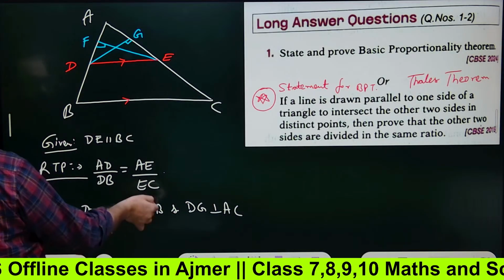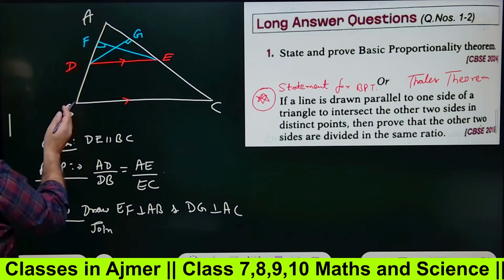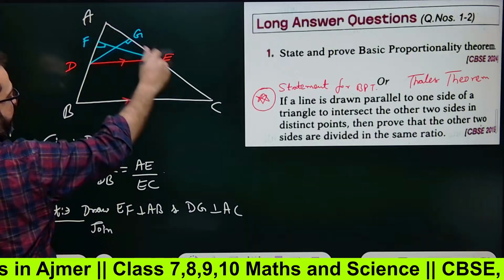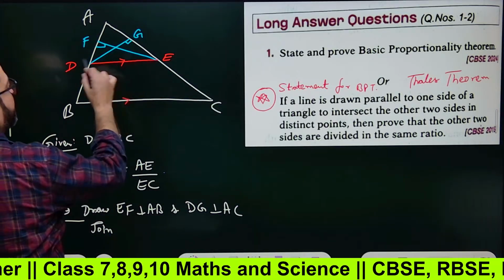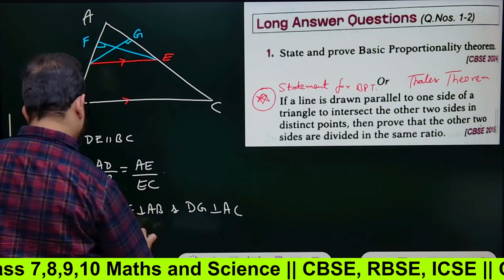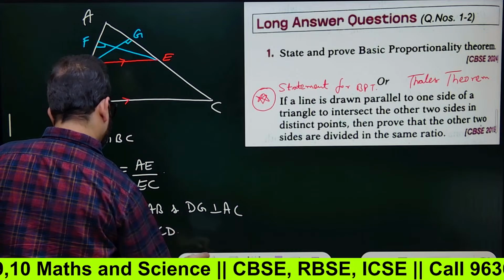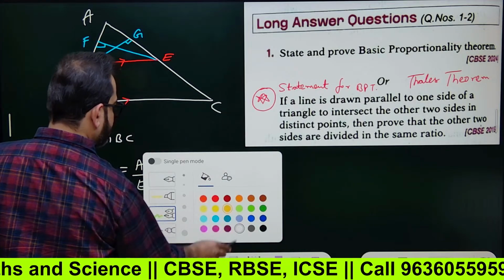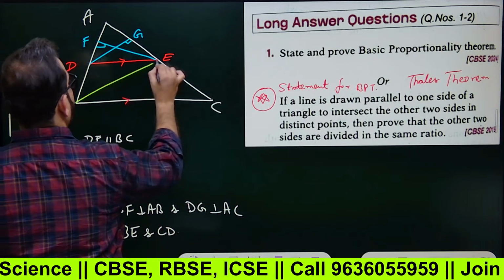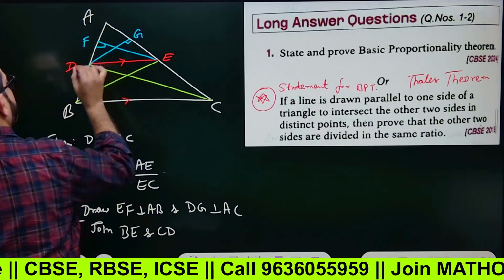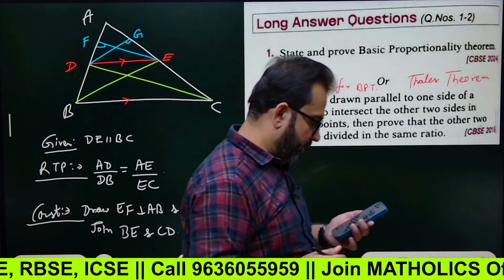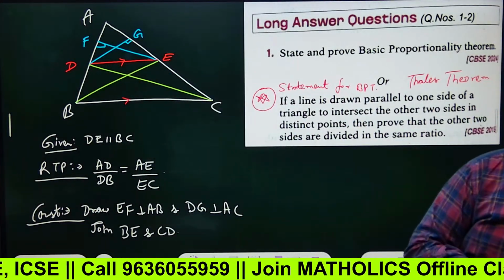Follow what I have written. EF perpendicular to AB and DG perpendicular to AC, and join BE and CD. Okay, you have to join these. Now I think everyone can see the diagrams clearly. Yes or no?